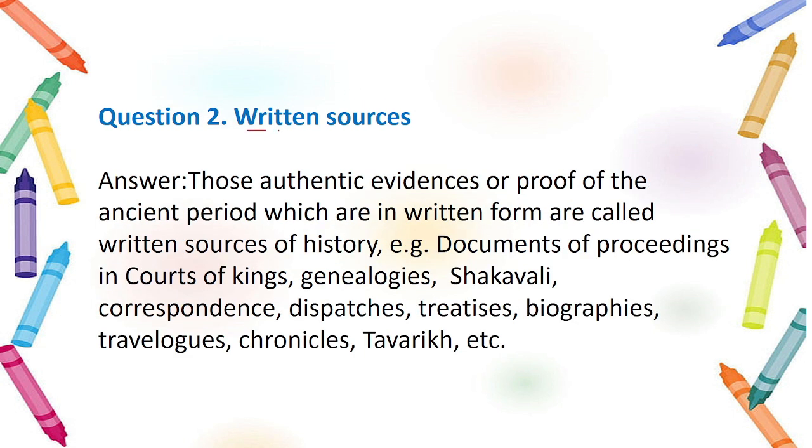Second question, written sources. Answer: those authentic evidences or proofs of the ancient period which are in written form are called written sources of history. Again, first we write the definition. Next is the examples: documents of proceedings in courts of kings, genealogies, shakavali, correspondence, dispatches, treatises, biographies, travelogues, chronicles, and tawarikhs, etc. These are the examples of written sources.